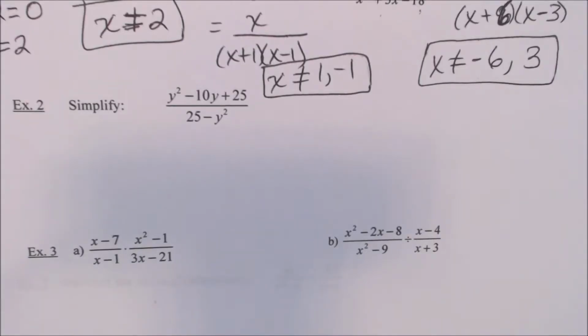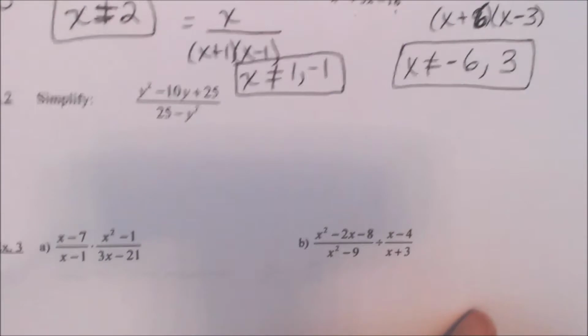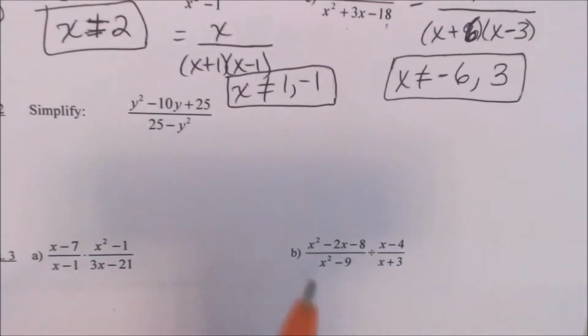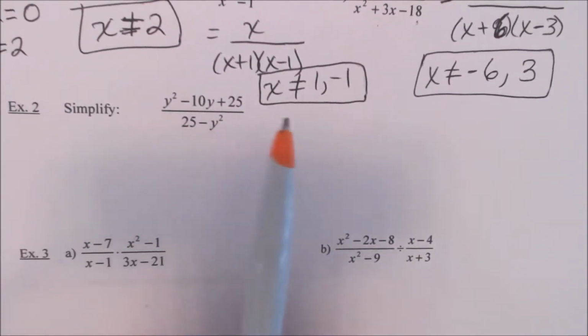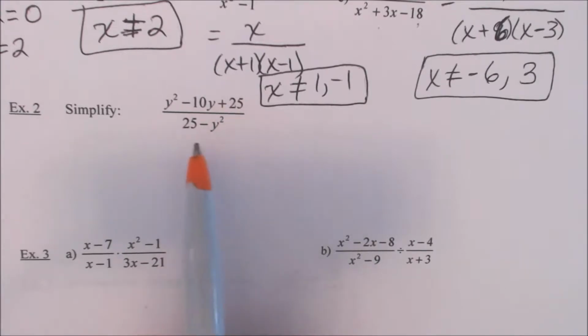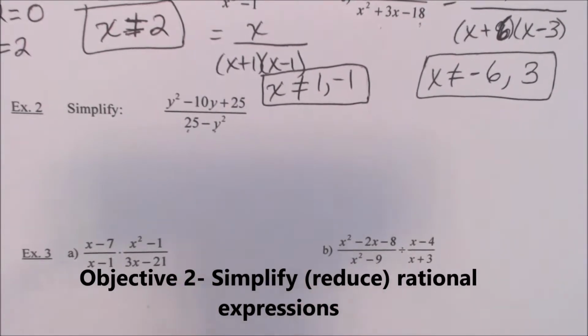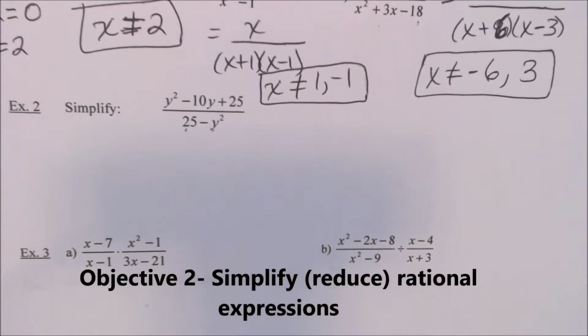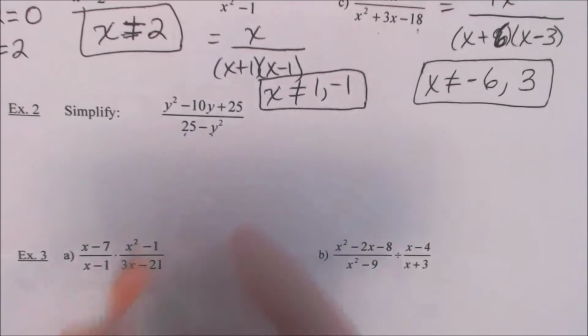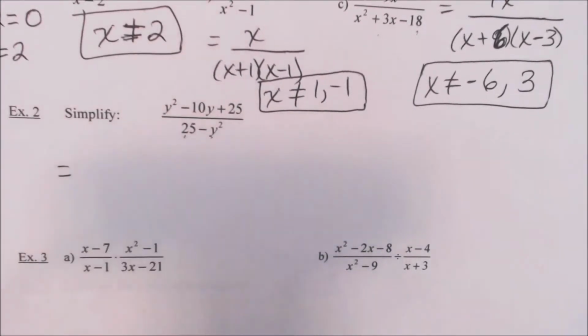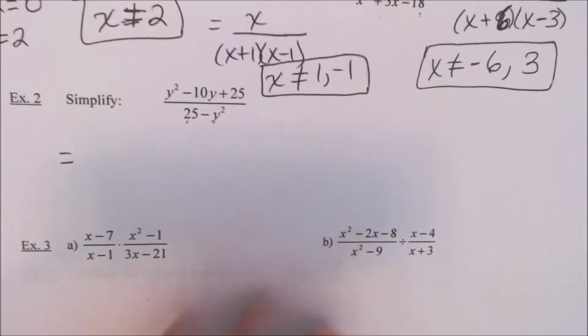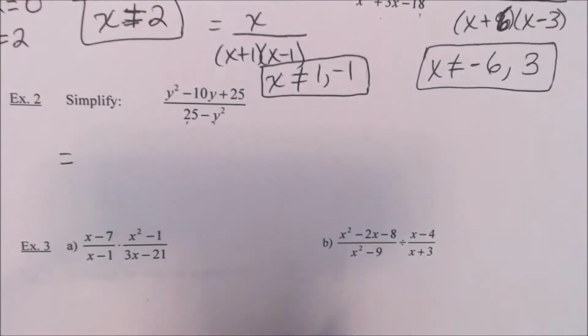Let's take a look at example 2. In example 2, they want us to simplify the rational expression y squared minus 10y plus 25 all over 25 minus y squared. The first thing you want to do with these before you get into them too far is factor anything that can be factored, either in the numerator or the denominator. Those factoring skills we talked about in the last section are extremely important. You see them right away. We're going to start using them, so make sure you practice factoring and feel good about it.